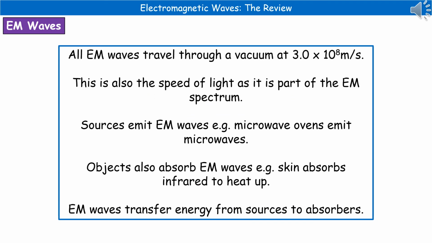We should also remember that all electromagnetic waves travel through a vacuum at 3.0 times 10 to the power 8 meters per second. And that's also the speed of light because it's part of the electromagnetic spectrum. Do remember that when we're referring to a source, then these are ones that emit electromagnetic waves, but we've also got other objects which will absorb electromagnetic waves, like your skin, for example.